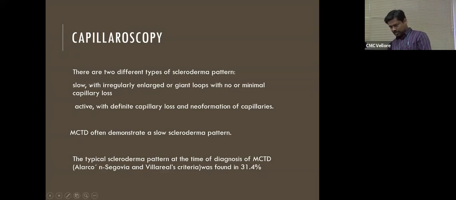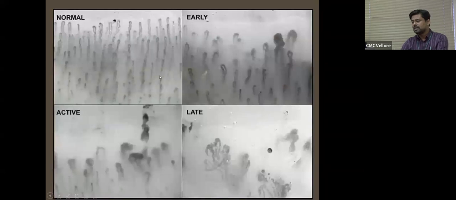So it is usually the earlier stage of scleroderma changes that you see, but it's not present in all patients, and you should not exclude MCTD based on capillaroscopy. Only 30% of these patients will have this feature. So this is what I mean.